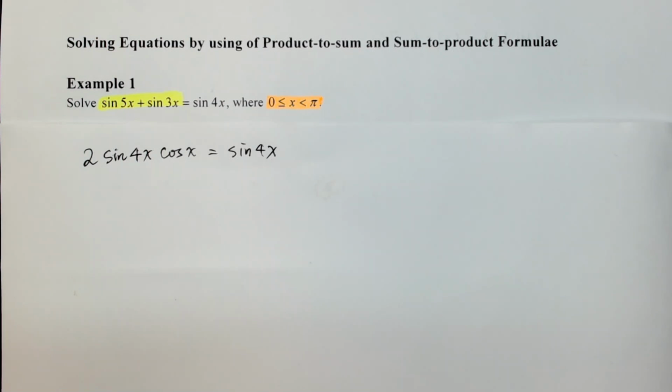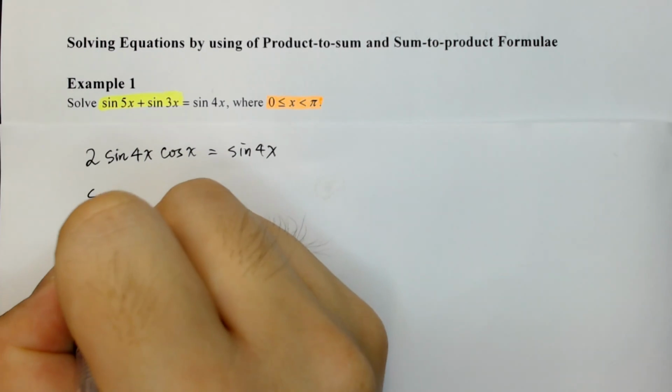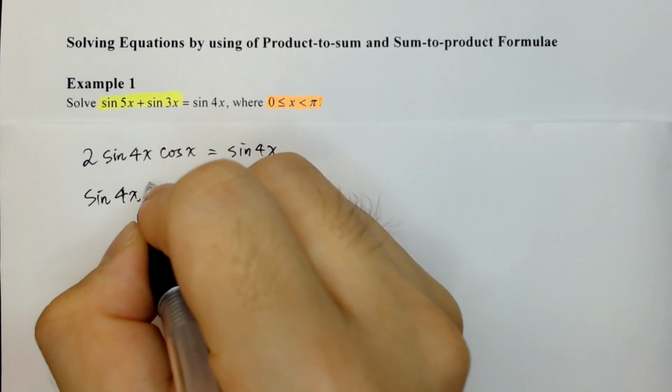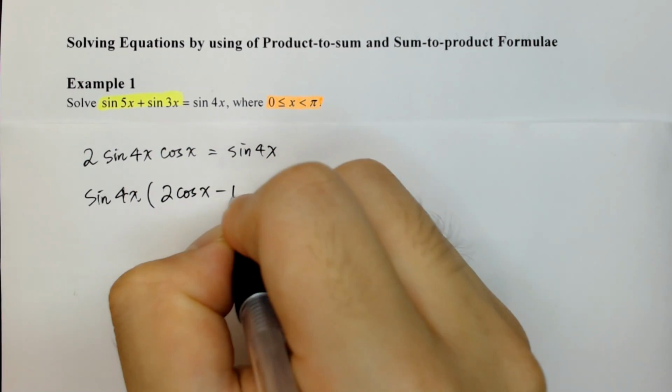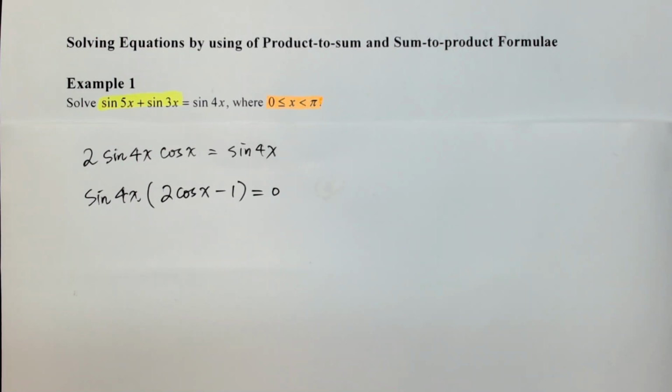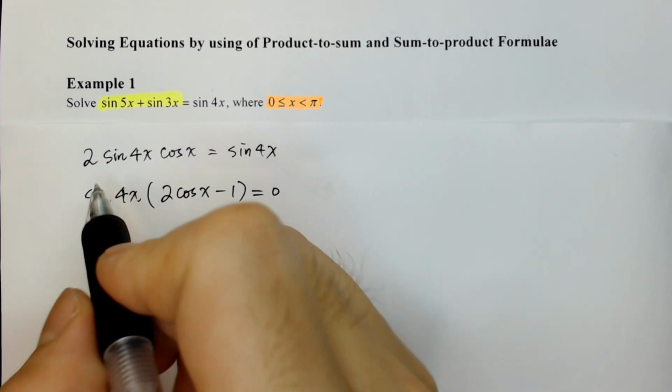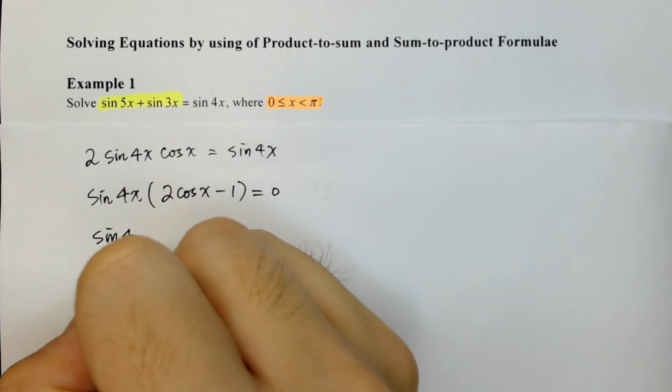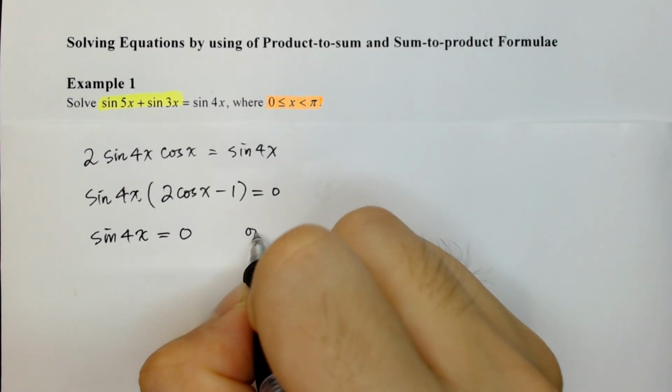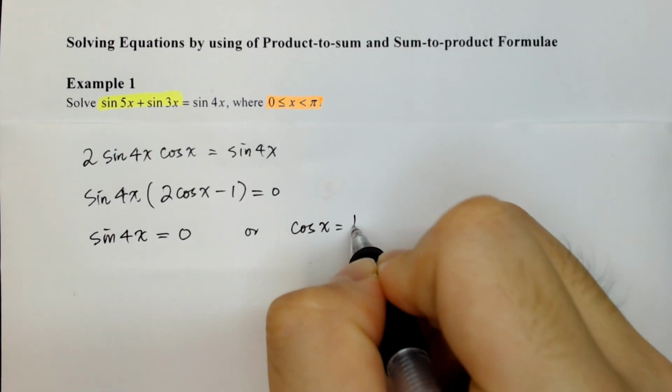So remember not to cancel out terms involving unknowns. You can cancel out constants like 2, 4, and 6 and so on, but never cancel a factor with unknowns. Instead we move them to one side, creating 0, and pick out the common factor. So we have sine 4x times the bracket 2 times cosine x minus 1 equals 0.